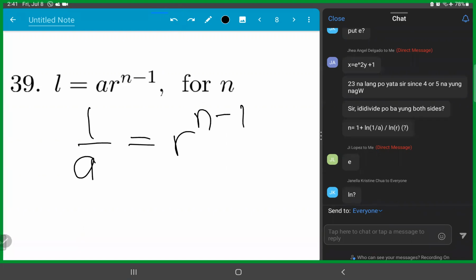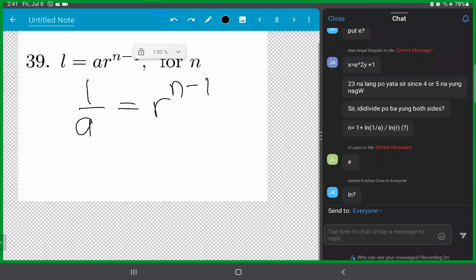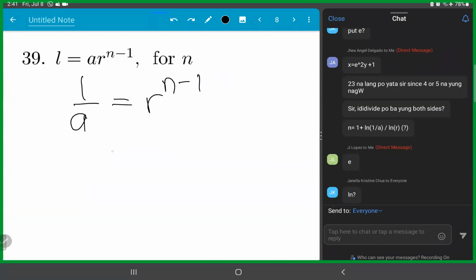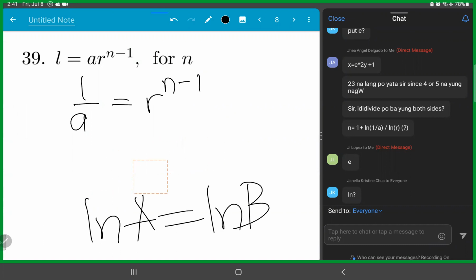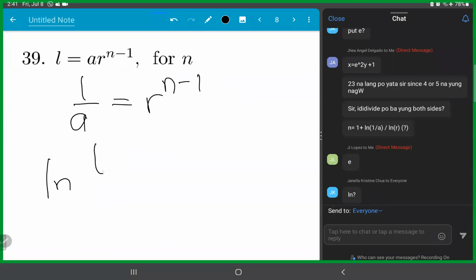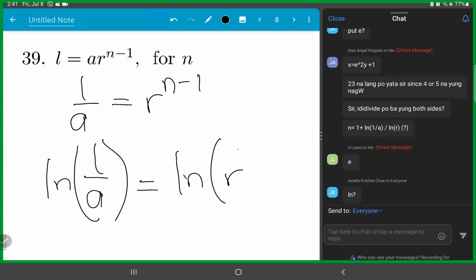Okay. So, what happens if we apply logarithm? We'll ln the left-hand side. So, if A equals B, then ln A equals ln B, di ba? So, ln of L over a equals ln of r to the n minus 1. And does anybody know a property where there's an exponent and you have to sort of put it beside? Alam niyo yan? Sino nakapag-advanced study? Wala nag-advanced study, no?